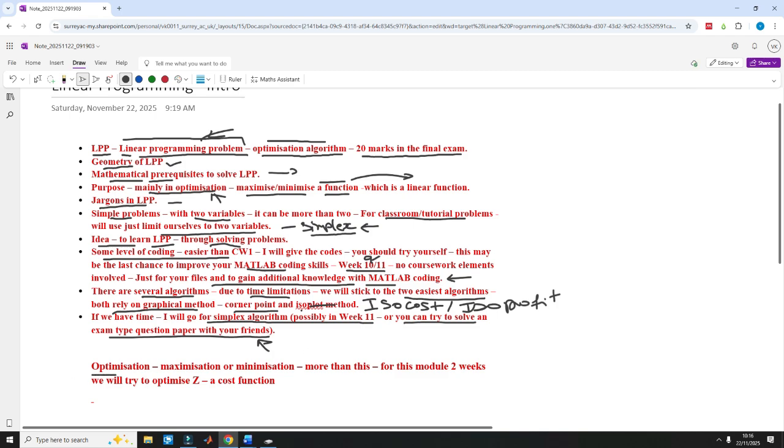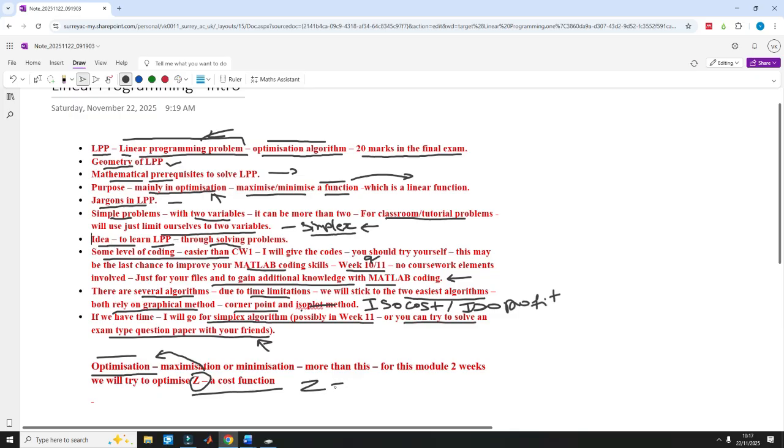Whenever I talk about optimization, there are many ways you can define it, but for this module, all we are going to think about optimization is that you may have a function, which we will call a cost function, and either we have to maximize it or minimize it. The process of maximizing or minimizing this function is what we call optimization. And we will maximize or minimize this function z with respect to several constraints.